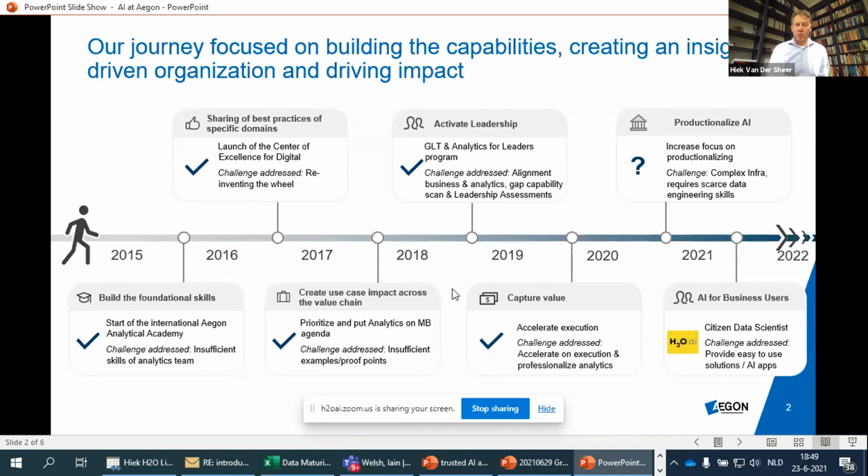We started to build an Aegon Analytical Academy to really attract good talent, to give them a place to work in a global community. Although they work in a country unit, in the academy they travel to different country units, pre-corona. They do assignments in different country units to really leverage best practices from one country to another. We saw that was good, but not enough, and we started a center of excellence.